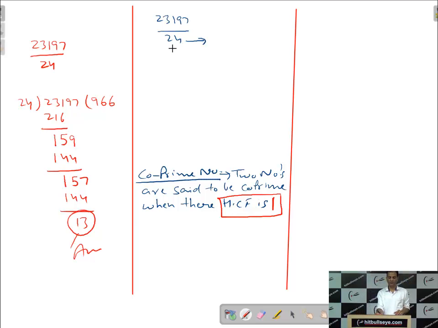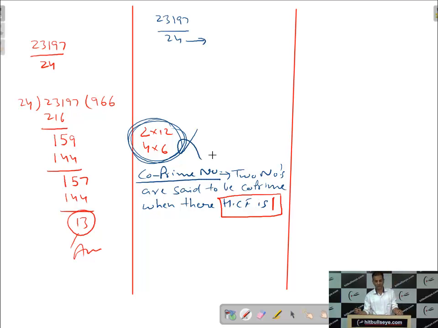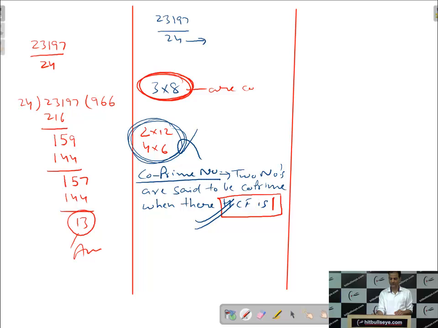Now, what is the co-prime factor of 24? If I write factors of 24, 2 into 12, 4 into 6, are these co-prime? Students, are these co-prime? No, students, because in both the cases HCF is 2, while for co-prime numbers HCF should be 1. Clear? Now, can I say 24 is 3 into 8? Yes, 3 and 8 are co-prime numbers, because you can check their HCF is 1.